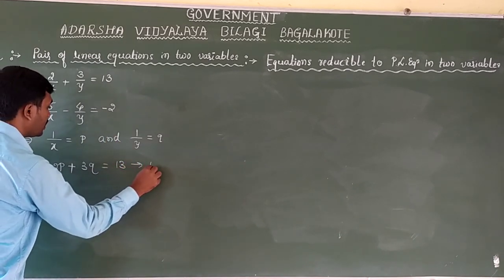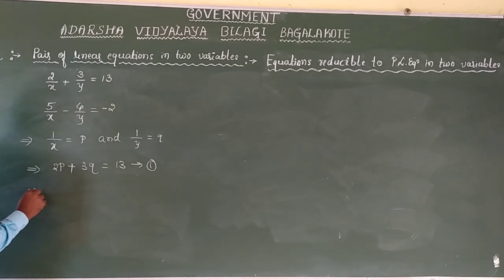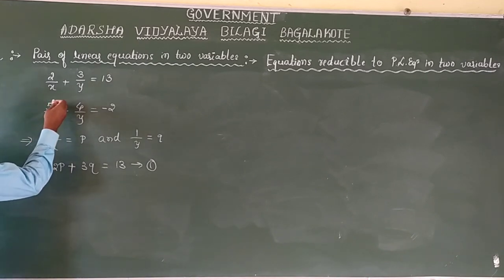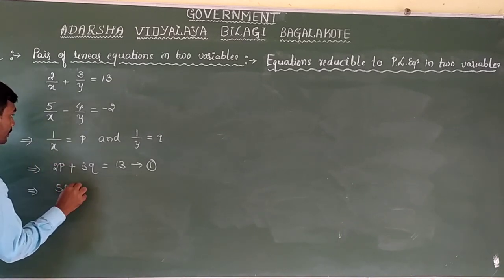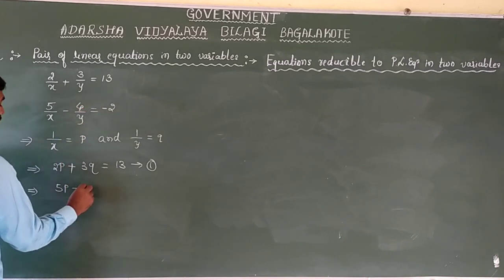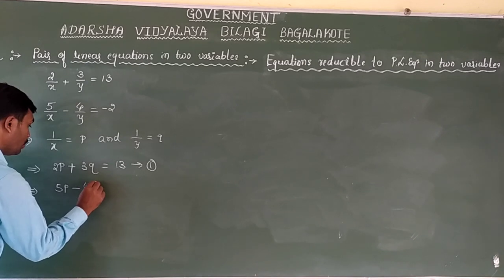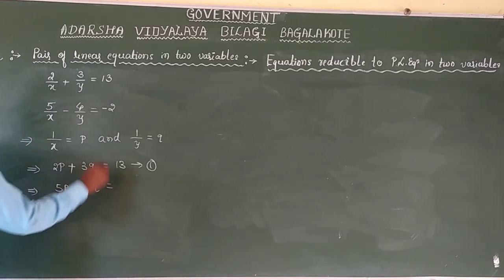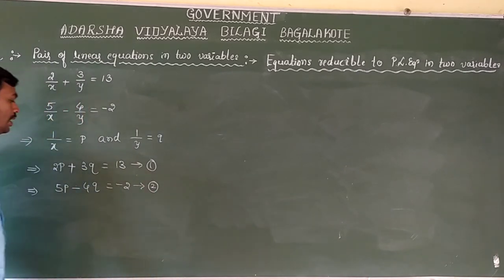Let us consider this one as equation number 1. In the same way, the second equation is 5 by x, it is 5 into 1 by x, so it becomes 5p minus 4 into 1 by y, which is q, so minus 4q is equal to minus 2. So let us consider this one as equation number 2.